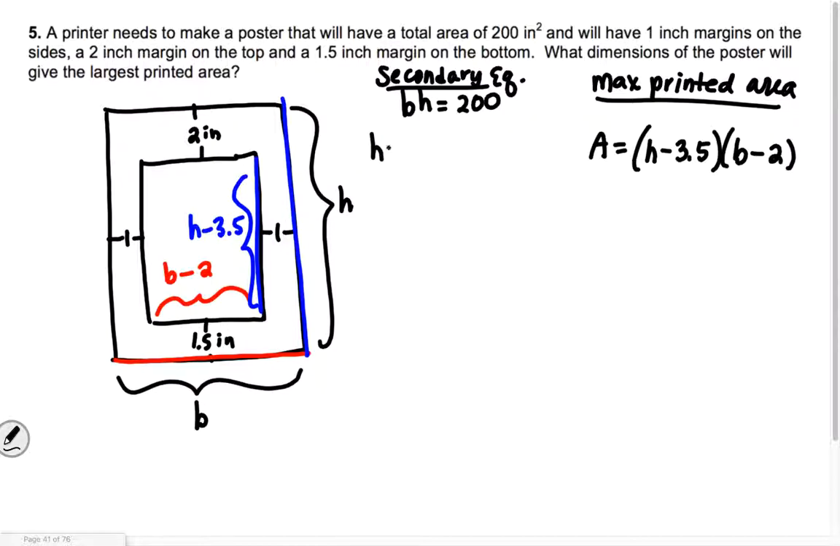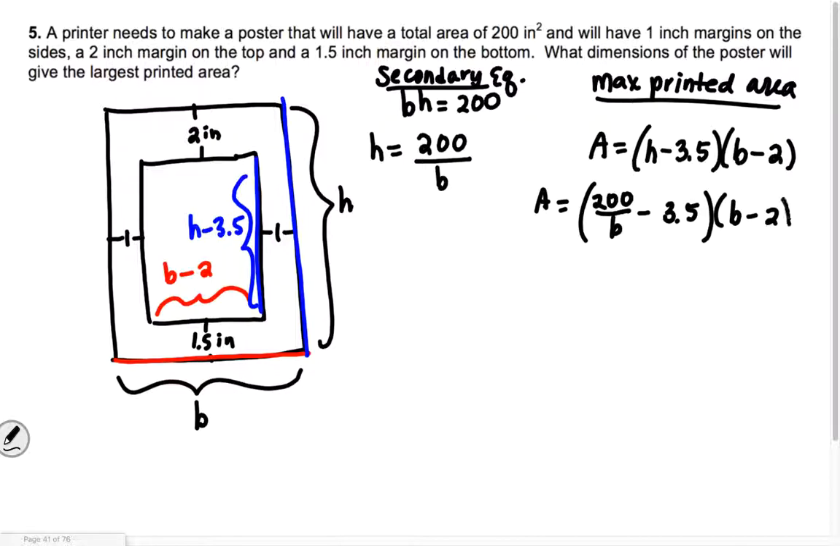All right, so let's say we didn't know that and we solved for, like, b. Okay, we'd have 200 over, I said b, but I wrote h. So 200 over b equals h. Let's say we have that. Then as I start replacing, I have 200 over b minus 3.5 times b minus 2.